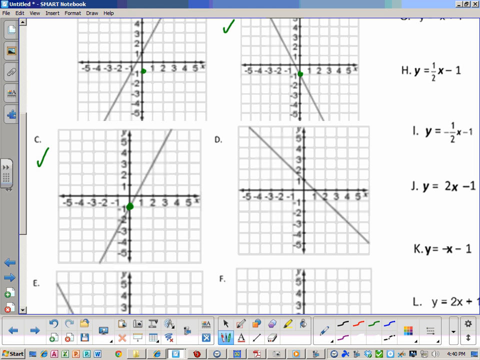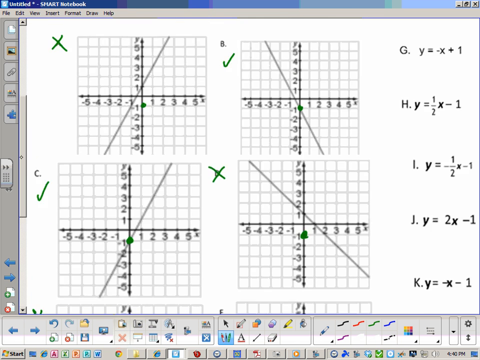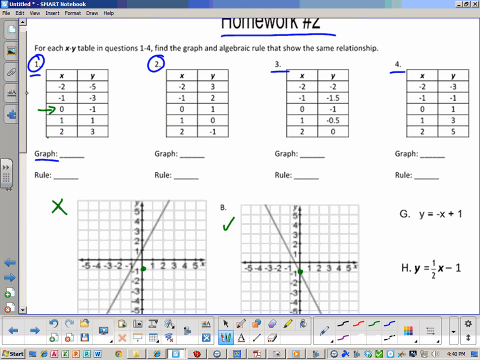D, does D have 0, -1? No, it does not, right? Look at that. That point's not on that line. E does not have 0, -1. And F, F does have 0, -1. Look at that. So I've got myself a three-way tie. Now, the problem was I picked a point that was way too common. So I'm going to bump it up a notch. I'm going to pick another point now for a tiebreaker.